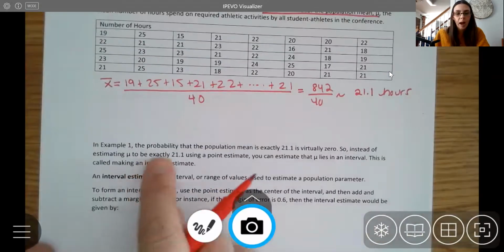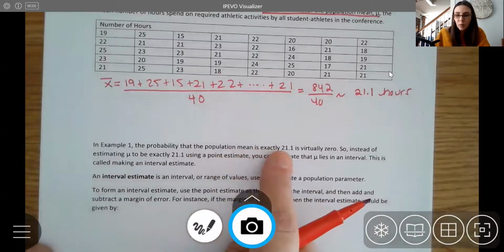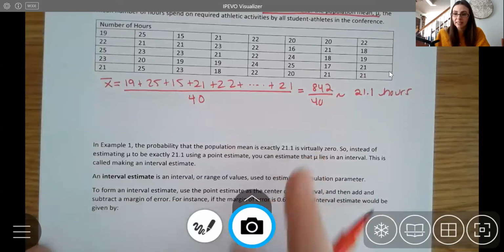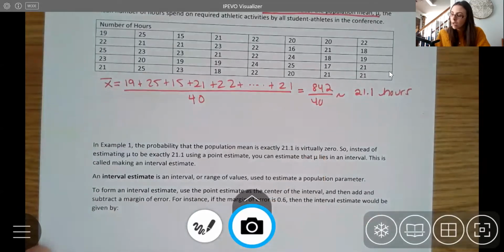Now, in example one, the probability that the population mean is exactly 21.1, like I said before, is virtually 0. With a sample, it's very, very unlikely that you're going to have the exact population mean here. But it's still a good point estimate.